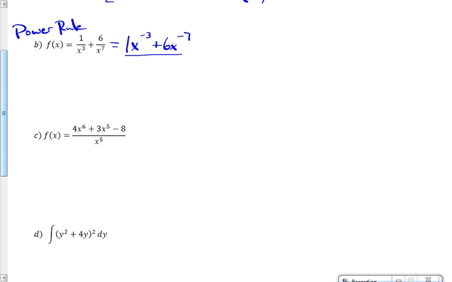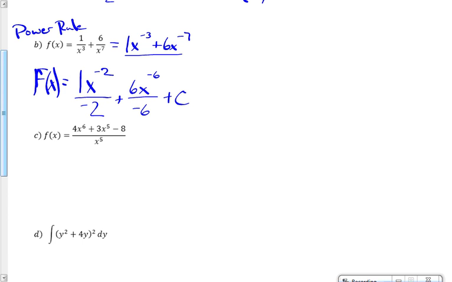And we'll then go ahead and use power rule on each of those terms. And we'll get capital F of x is equal to 1 times x to the negative 2, because I add 1 to the exponent, I divide by the new exponent. 6x, add 1 to the exponent, divide by the new exponent, add c.